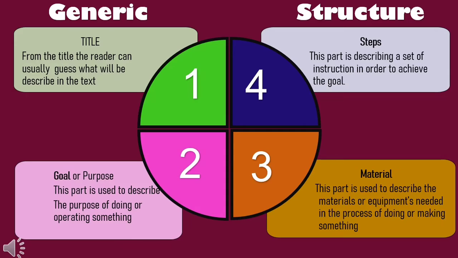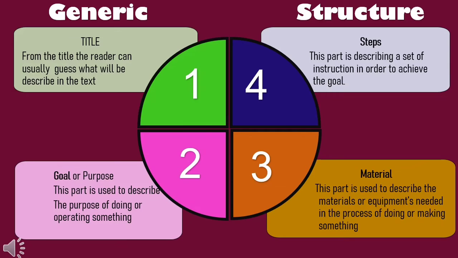Now we are going to the generic structures of the present tense. Present tense consists of 3 elements, namely the goal or the purpose, the materials or the equipment, and steps. Now, let's discuss the generic structures of the present tense. We start with the title. From the title, the reader can usually guess what will be described in the text.